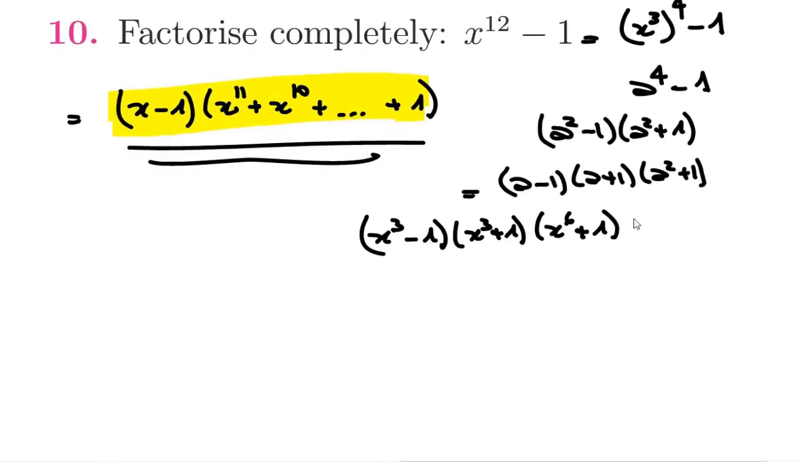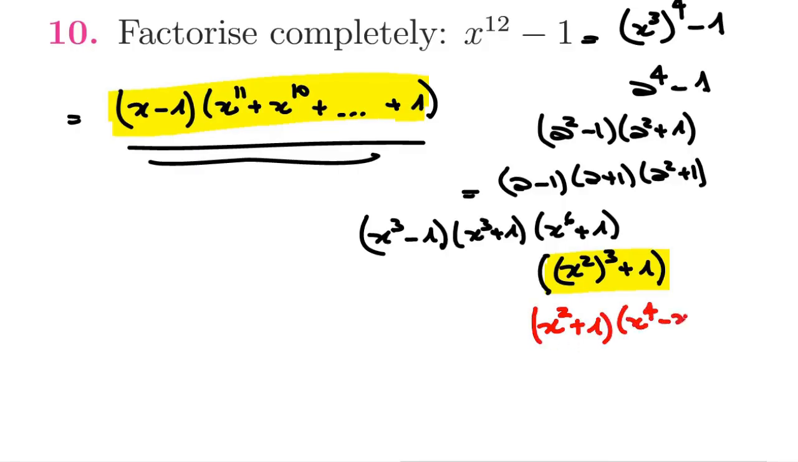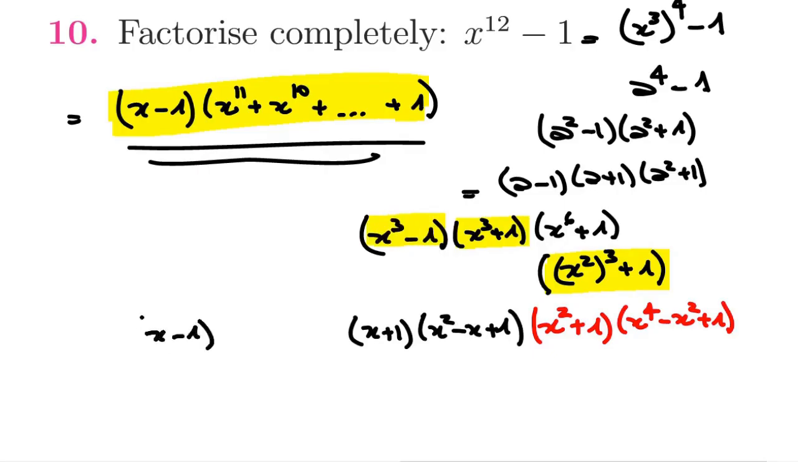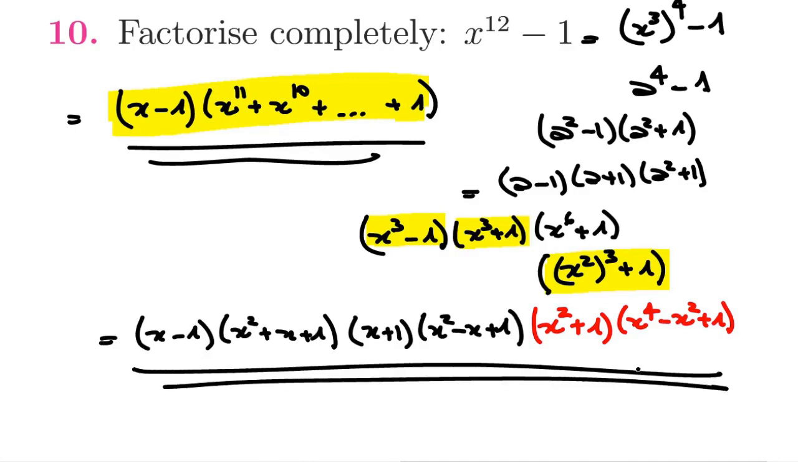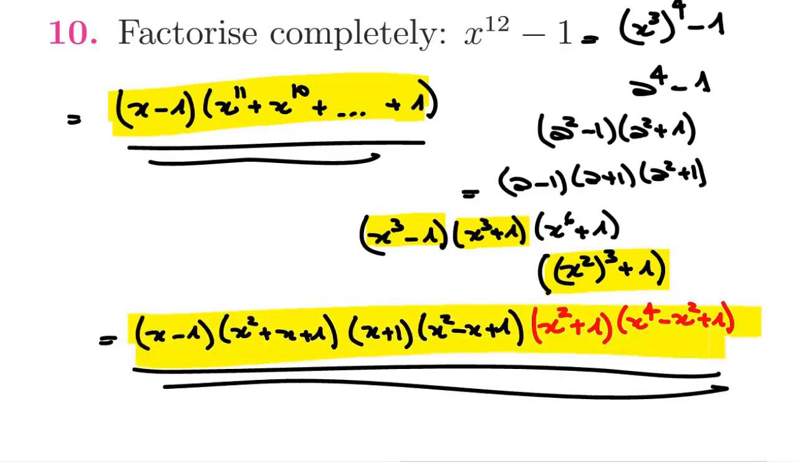For x to the 6th plus 1, we'll say x squared cubed plus 1, and we'll expand this as the sum of two cubes. So x squared plus 1, we just did this, as x to the 4th minus x squared plus 1. This as x plus 1, x squared minus x plus 1, and that as x minus 1, x squared plus x plus 1. So it was asking us to completely factorize it. And this is how our answer will be for this question.